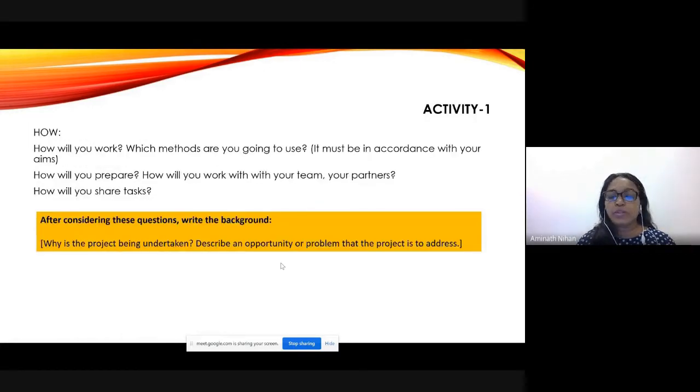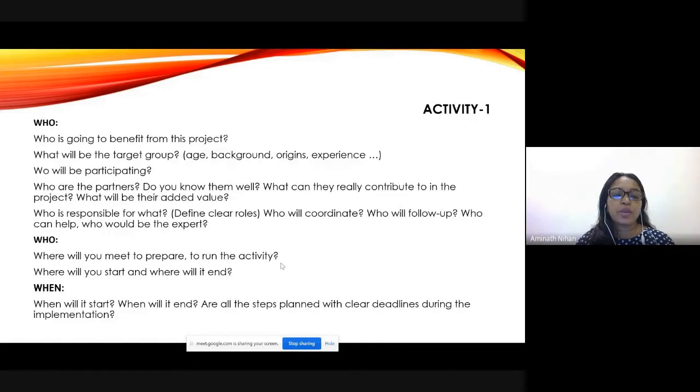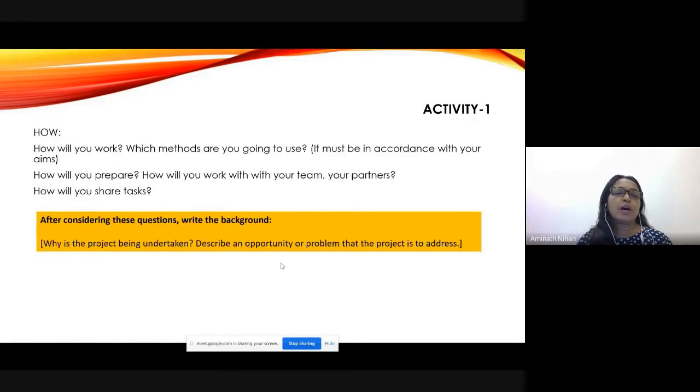How, part of it is who, where, when, and how. How will it work, right? How will you prepare your team or partners? How will you share tasks? So after you think about this, you write down a little bit of background.